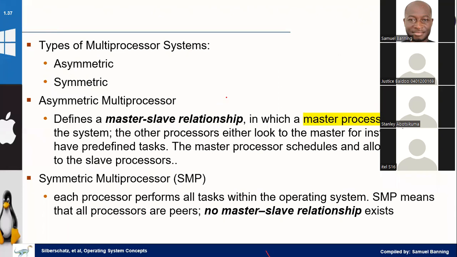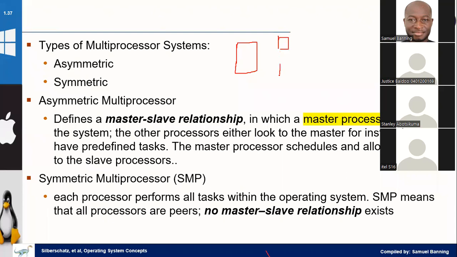Now, there are two types of multiprocessor systems. These are the asymmetric multiprocessor and the symmetric multiprocessor. What is the asymmetric? In the asymmetric multiprocessor, or the asymmetric, of course, depending on the school you attended.